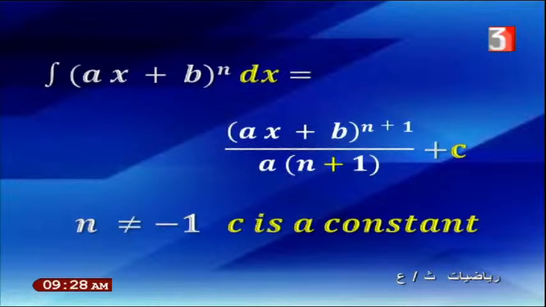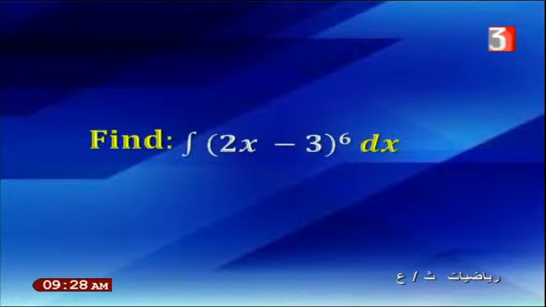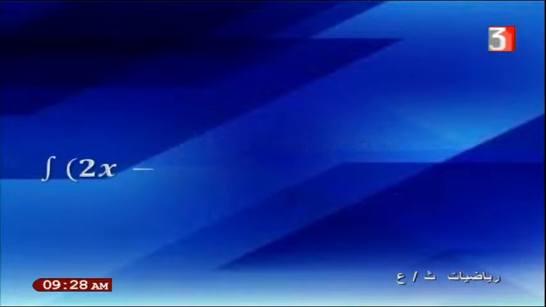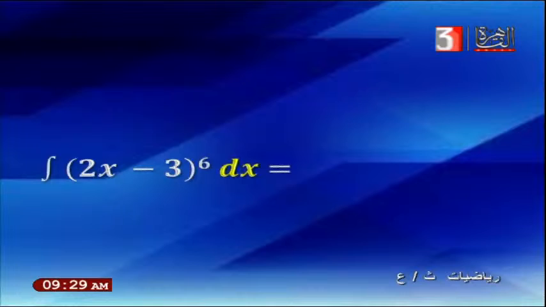Now we move to the next example. Find the integration of (2x minus 3) all to the power 6 dx. Number 2, find the integration of (11 minus 3x) all to the power 4 dx. We start with the integration of (2x minus 3) all to the power 6 dx. Note that x inside the bracket is to the power 1, so the expression between the two brackets is of first degree.